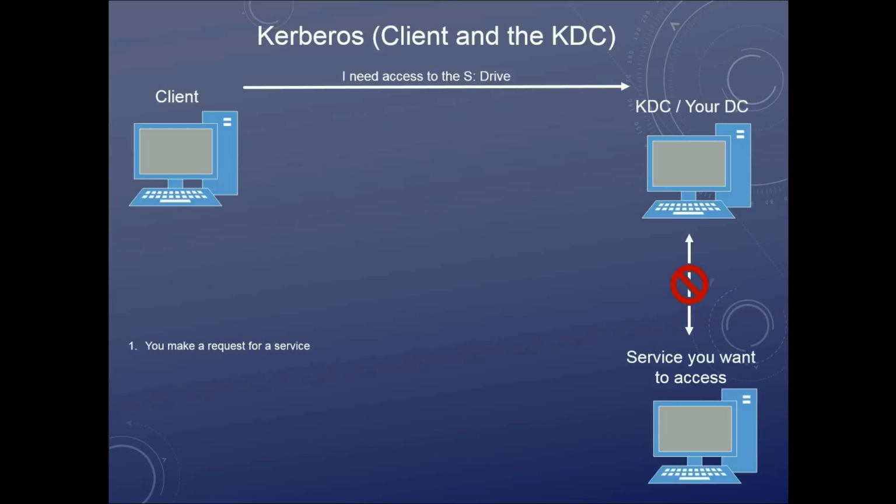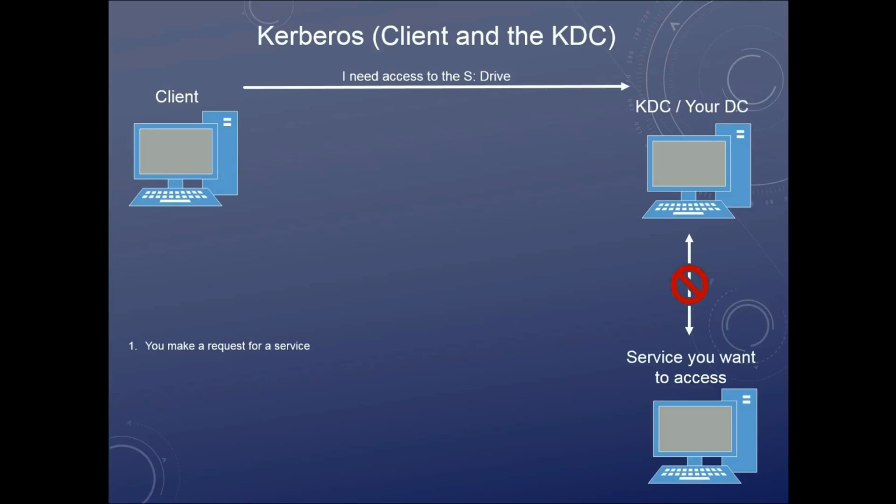So you send along a request for the service, and you send it to that ticket granting server, the KDC. Okay, it's going to have your network address in it. It's going to let it know what service you need. Okay, that's sent to the authentication server.